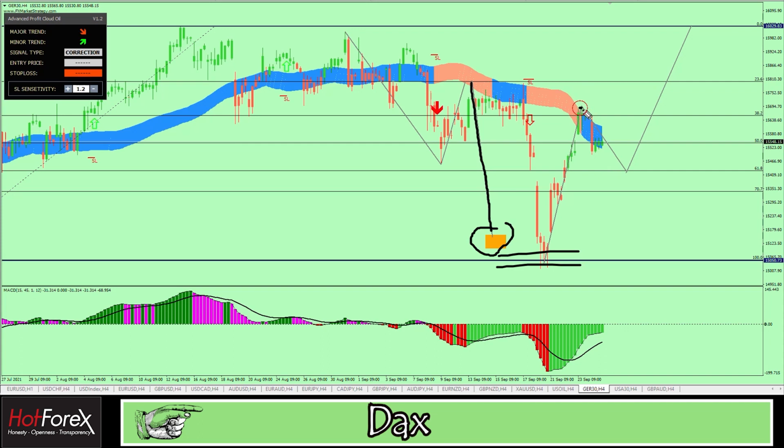So what I expect is that it has to come down here. Then it has to bounce back to the upside. So a small correction to the downside first. Then we're going to go back up, probably to this high again. Okay, so I think we're going to continue to be bullish for a couple of weeks or so.